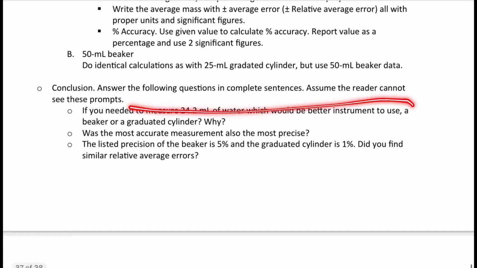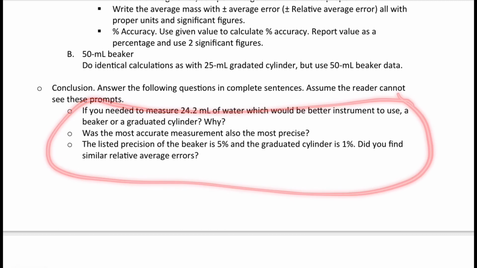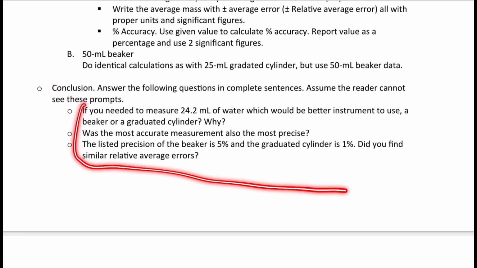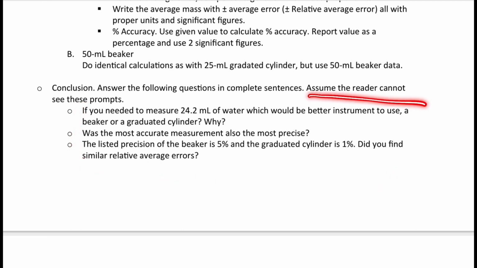And then finally, you're going to answer these questions about the experiment. So label this section called conclusion. And when you answer these questions, the thing that I want you to remember is assume the reader cannot see the prompts. So don't just answer the questions as if I can't see these.